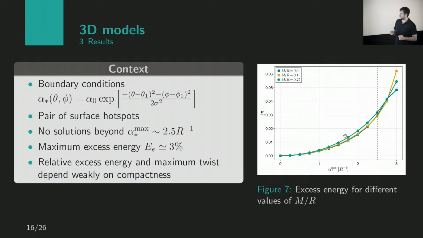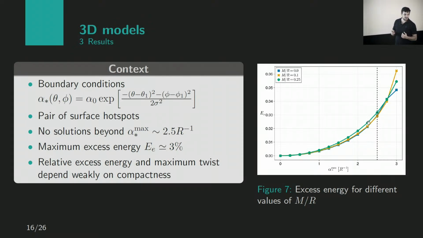And again, if you consider relative difference, this has a weak dependence on the compactness. So whether you have a compact star or a Newtonian star, more or less, the dependence on the energy is the same. But if you calculated absolute differences, these lines would not coincide because the energy of the relativistic state is higher than the energy of the non-relativistic one.